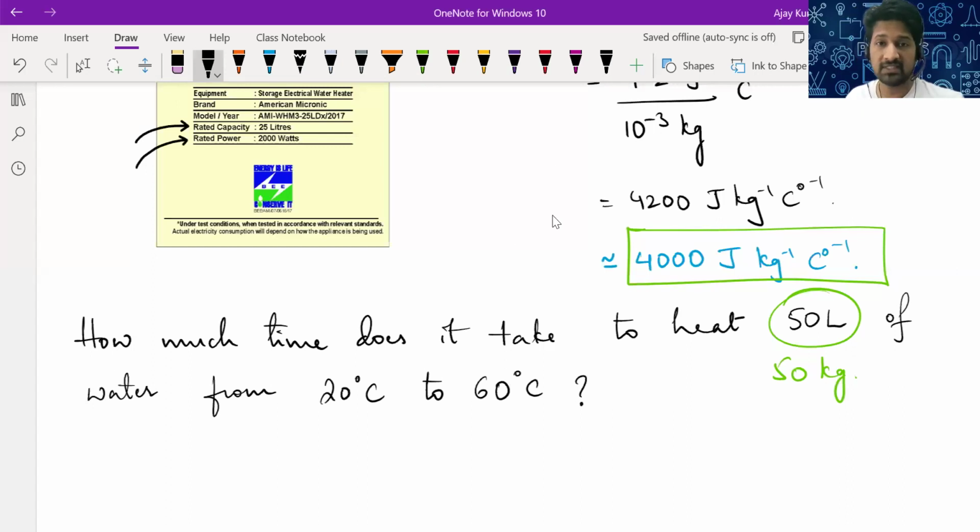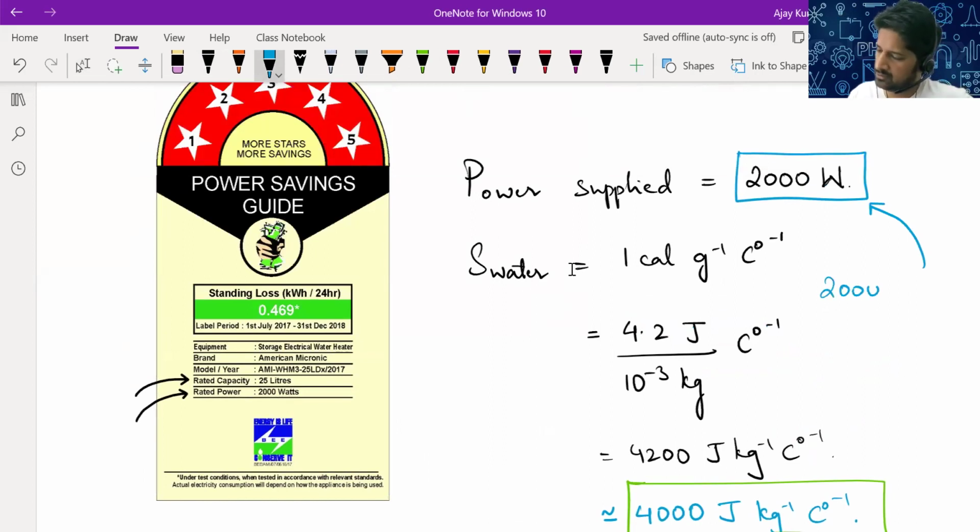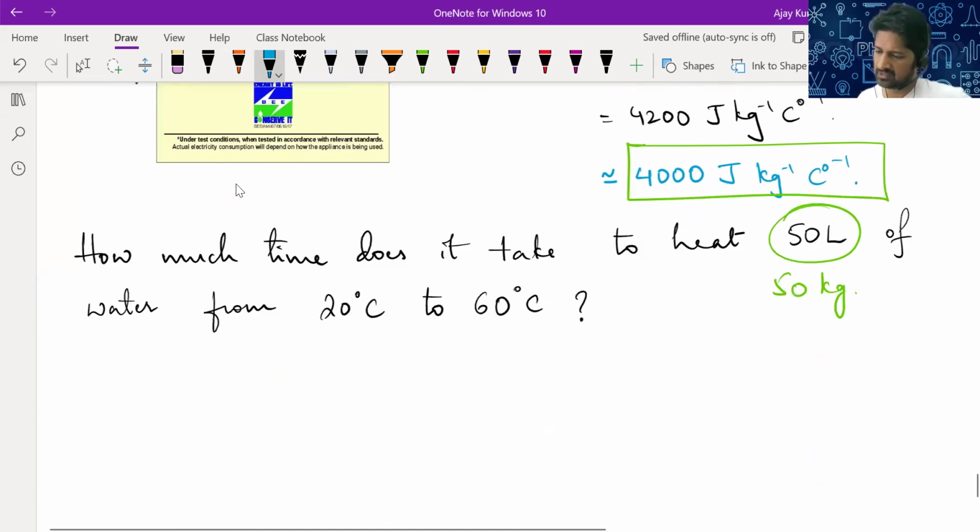You have to find out how much time it takes to heat a certain amount of water. Now, we are talking about heat, and heat can be related to time only through power. 2000 watts means what? 2000 joules per second. So in 1 second, the heater transfers 2000 joules to water. So if you know totally how much heat is needed, you can tell how many seconds will be required. Simple. Now what do we want to do? We want to raise the temperature of 50 kg of water from 20 to 60. So we'll find out the heat required first.